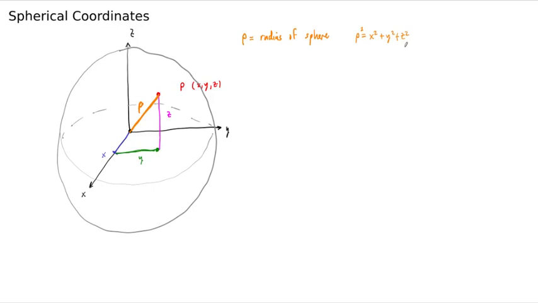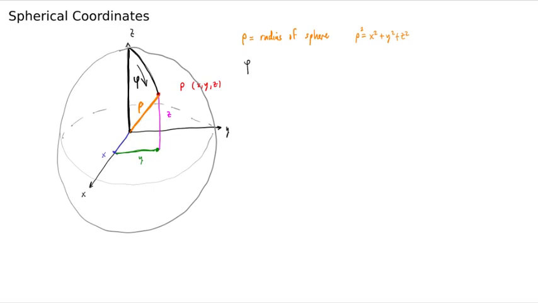Then there are two other pieces of information that we need to describe this point P. So the radius itself is not enough. This point lives on the sphere, and the first piece of information is the angle that this radius rho makes with the positive z-axis. This angle is called phi. By convention, this angle phi is always opening downward from the positive z-axis up here. So phi is an angle, and this angle opens downward.